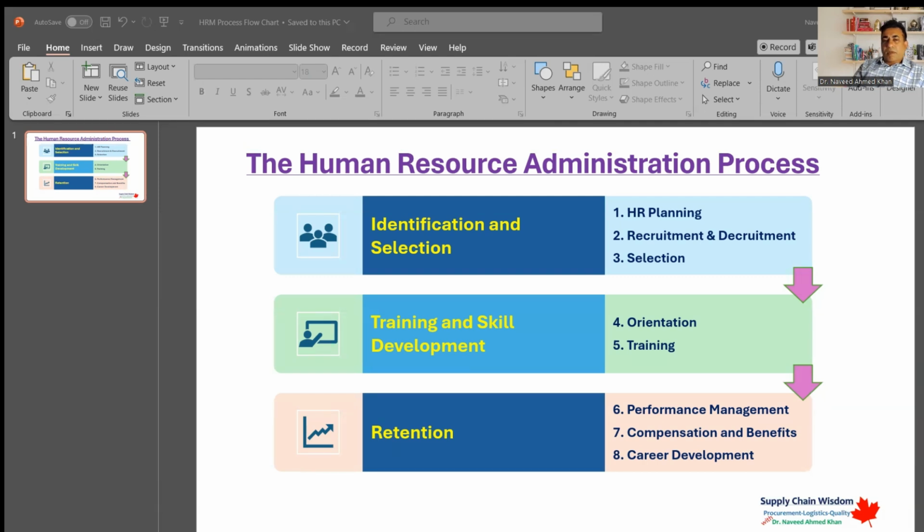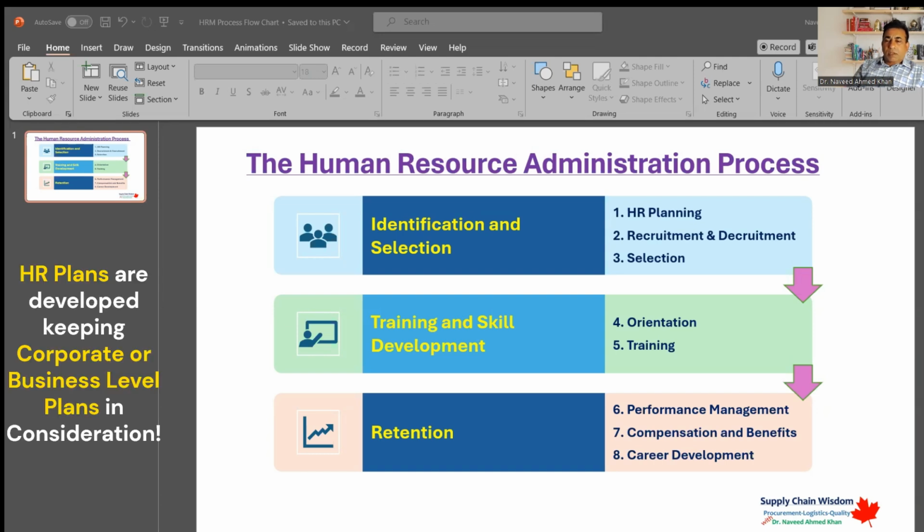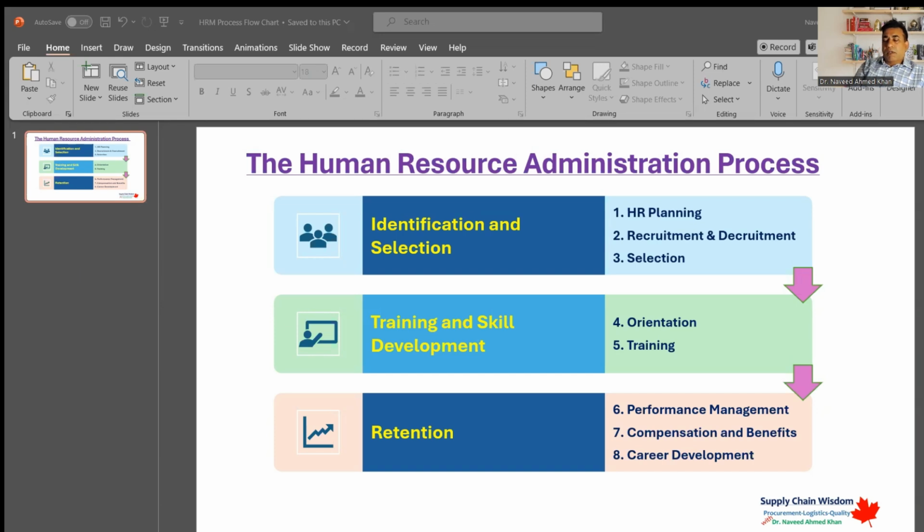We can develop our human resource plan, right? So for instance, if an organization adopts the growth strategy, we need to hire more employees. If an organization adopts the retrenchment strategy, we need to lay off a number of employees, right? So I mean, human resource policies are entirely dependent on corporate level policy.